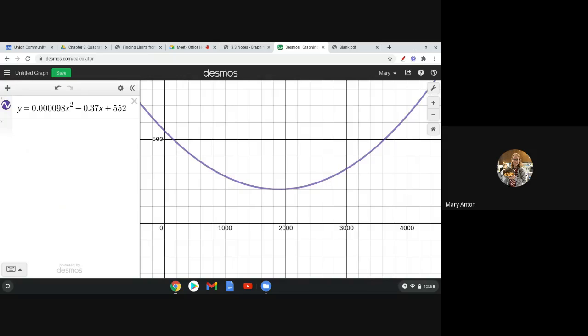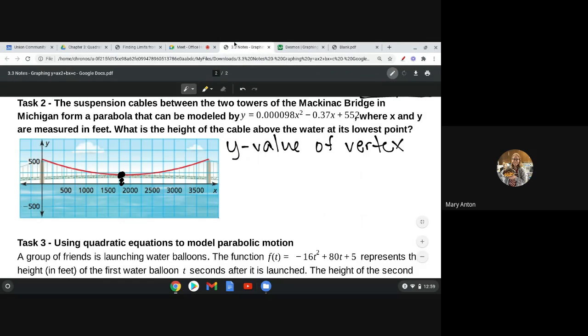Okay, and what are we looking for again? The lowest point. Oh, well, I don't see any point. Hey, y'all, if you click on your line in Desmos, it just tells you. How about that? So there's 2 numbers. Which one are we looking for? The Y. So, how high are we above the water? 202.765 feet, right?